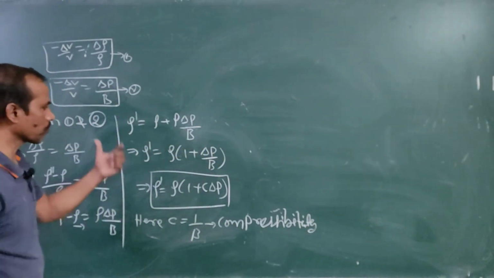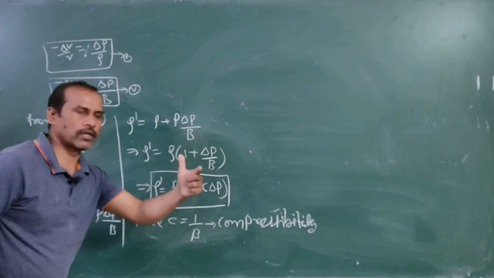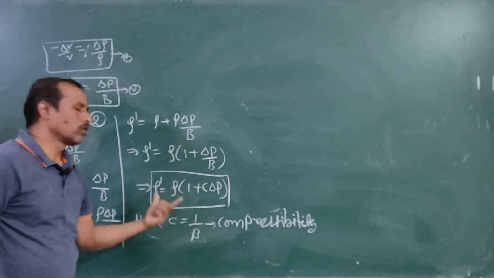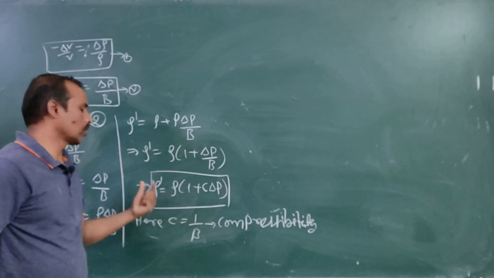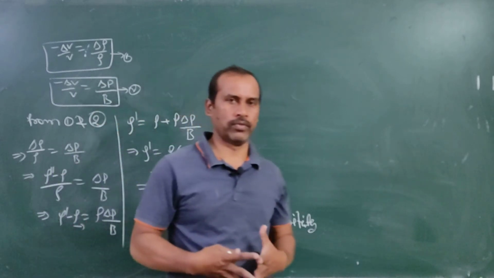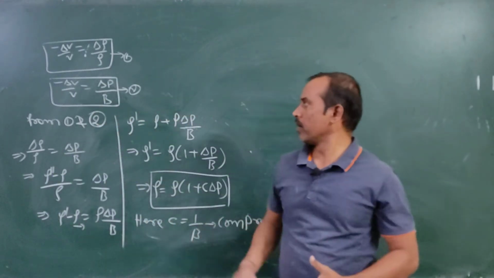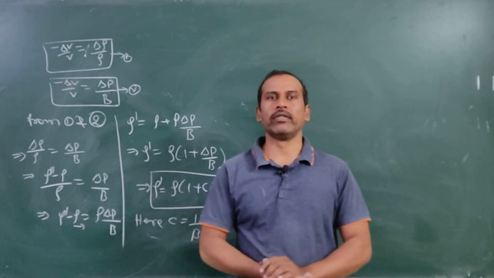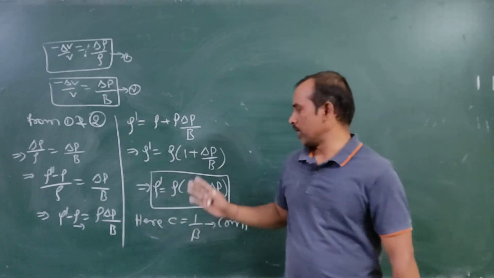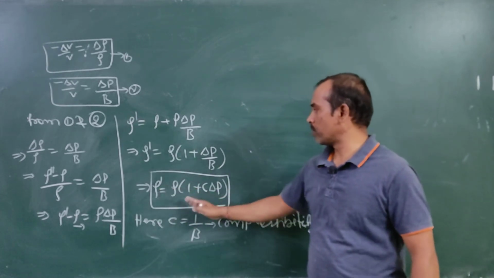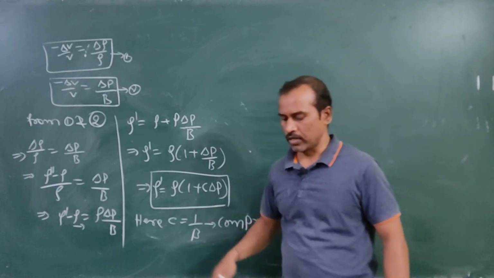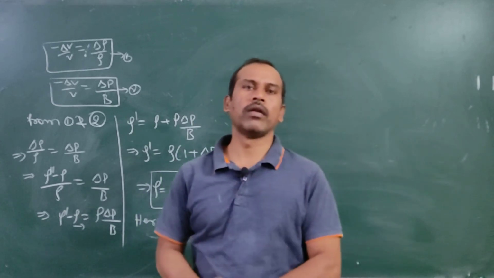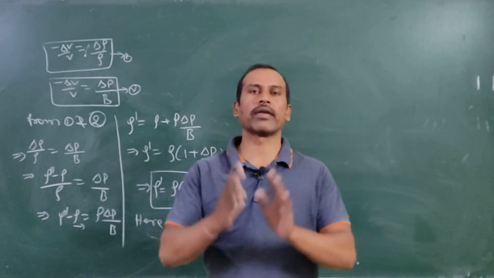The relation between delta P, the change in pressure, and C, the compressibility of the given liquid. Rho is the initial density of the fluid, and rho prime is the final density of the given liquid. So this is the equation of the density of compressed liquid: rho prime is equal to rho into 1 plus C delta P.